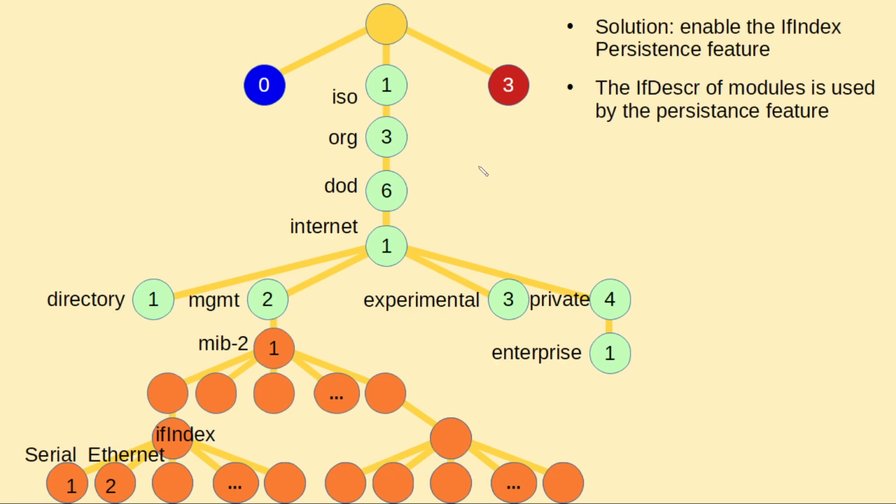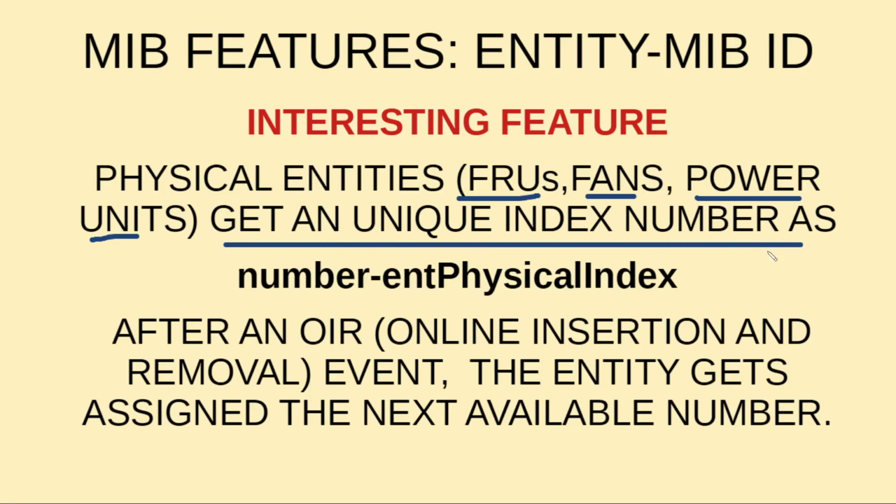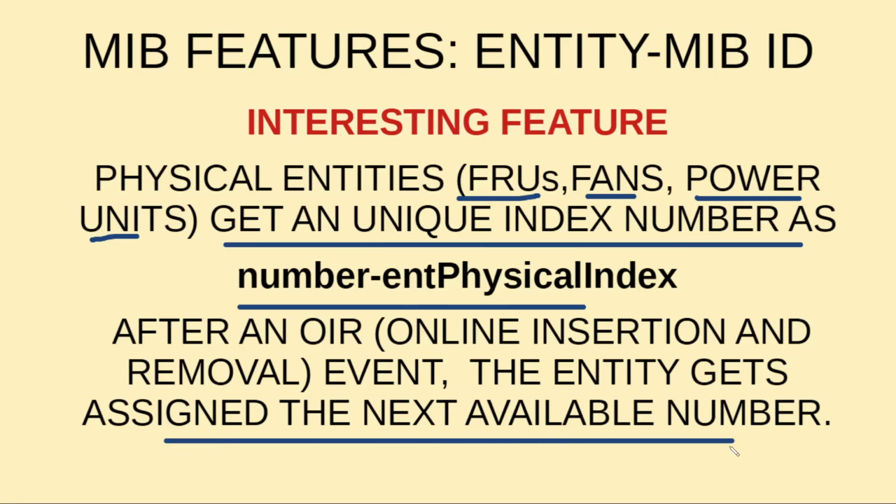The solution is enabling a Cisco feature that is known as interface index persistence that will keep this numbering the same even if the device restarts. This feature is relying heavily on the interface description that exists within network modules. Just a final note here, be aware that field replaceable units such as fans or power units get a unique index number with this format after they are inserted. These entities will get assigned the next available number.